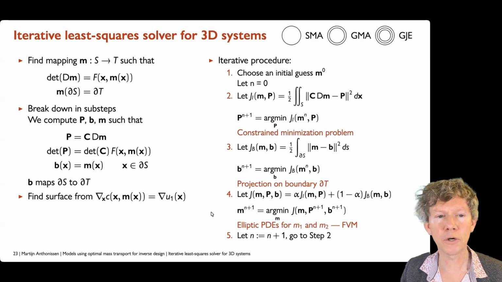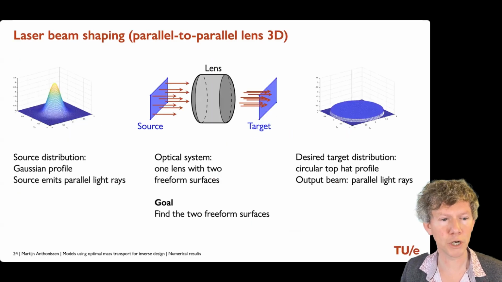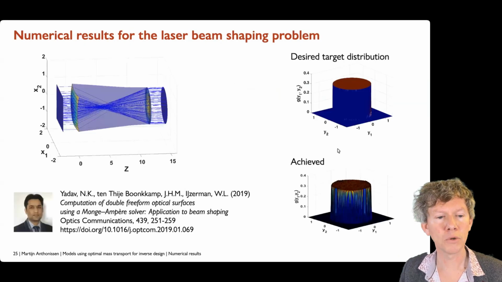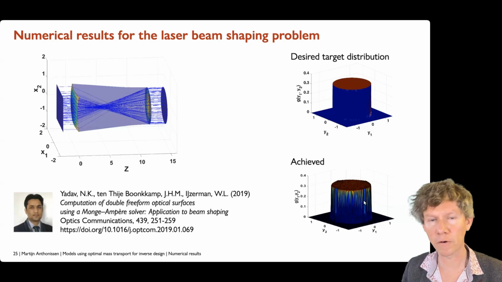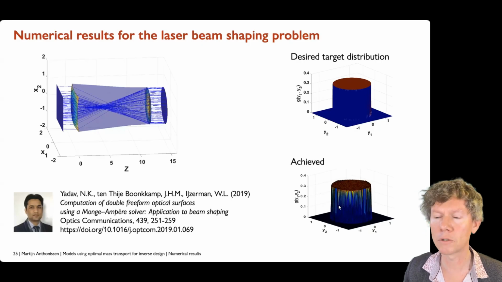Let me present a few examples. So one here is laser beam shaping. On the left, we have a Gaussian profile, parallel beam of light, and we want to compute the two lens surfaces in such a way that we get a top hat target. This was done by Nitin Yadav, and you see here the lens that he found with crossing rays. This is the desired target distribution, and this is what's being achieved, checked using ray tracing. So that's why you get this little spiky behavior, because we use ray tracing to verify that indeed we found the correct solution.